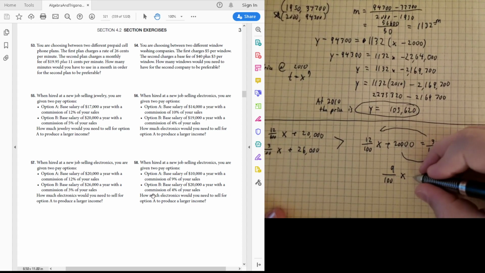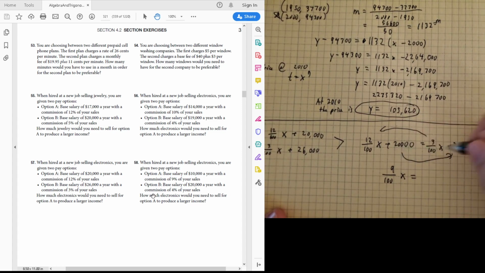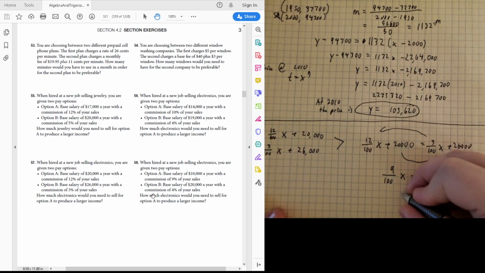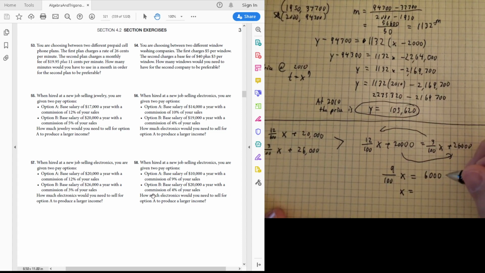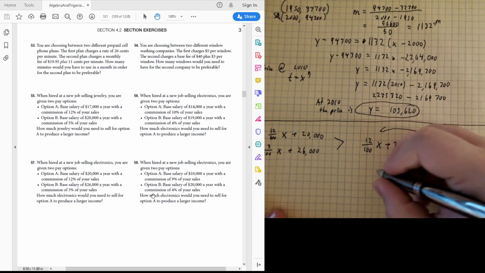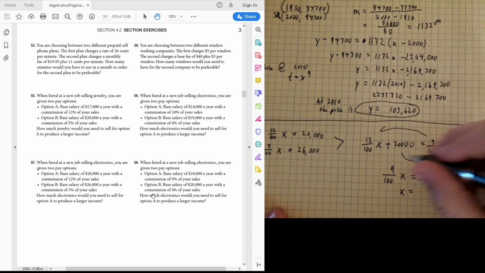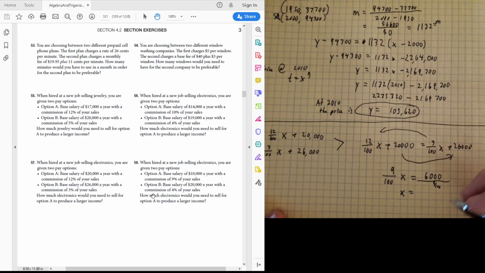And if you prefer, you can do it in decimal form just as easily. And if I move the 20,000 over, 26,000 minus 20,000 is 6,000. Okay, now I get x by itself by division. I can either divide by 9 over 100, which is an option, and that'll get that to cancel out and become just x, or I could multiply by the reciprocal, which is another option.